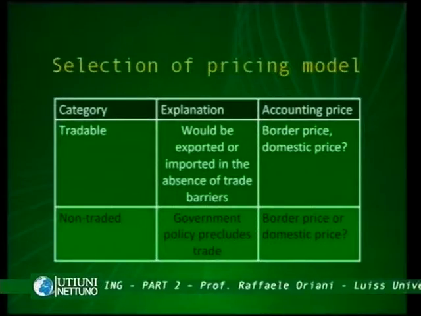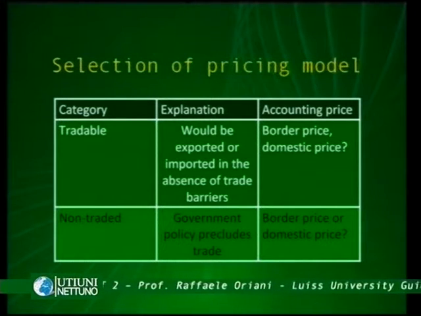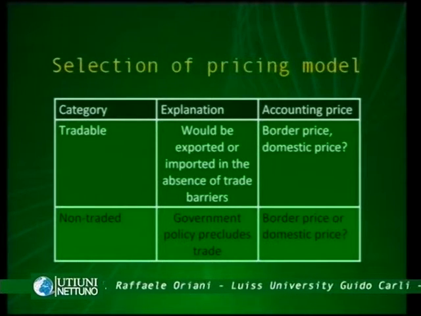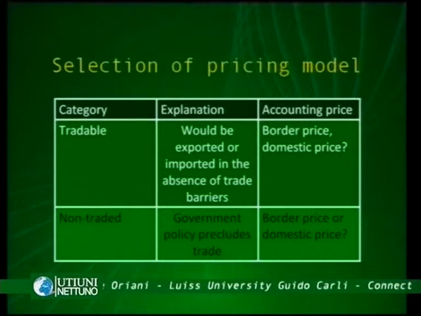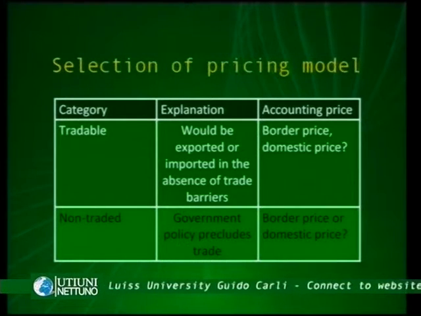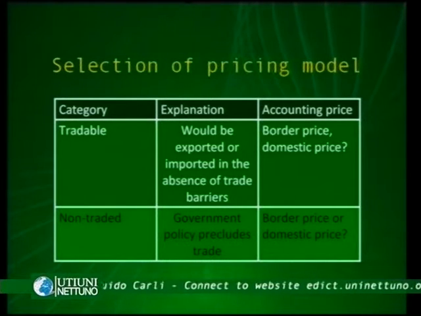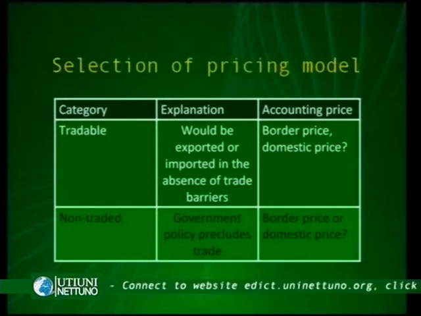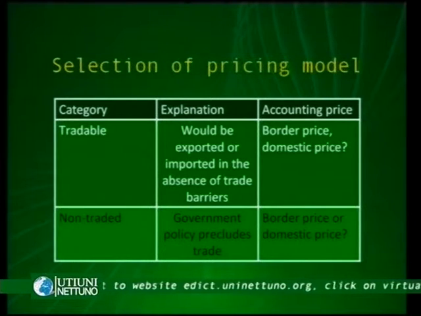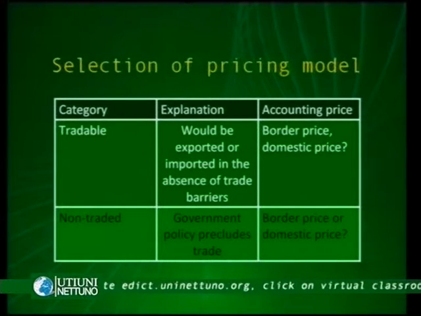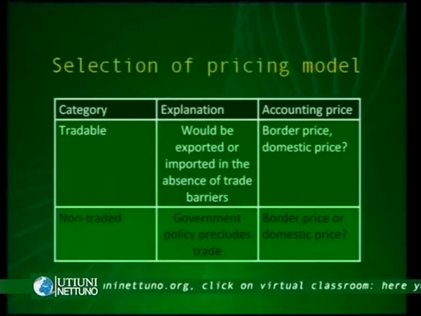So from the point of view of the accounting pricing, we had a similar situation. Should we take the border price, that is the export or import price that represents the opportunity cost for this good, or should we refer to the domestic price, that is the price at which these goods are currently traded? So it's the current price, an objective price.